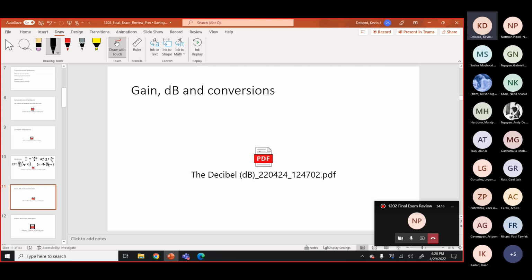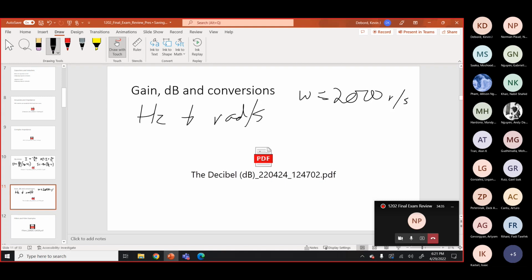Okay, so what's the difference between hertz and rads per second, right? Like they'll give you omega is equal to 2000 rad per second. Okay, 2000 rads per second, right? So how would you convert to hertz? Right. So you would divide this by 2 pi. And then obviously converting back to rads per second from any hertz value is multiplied by 2 pi.